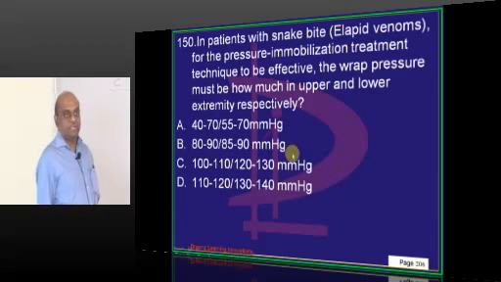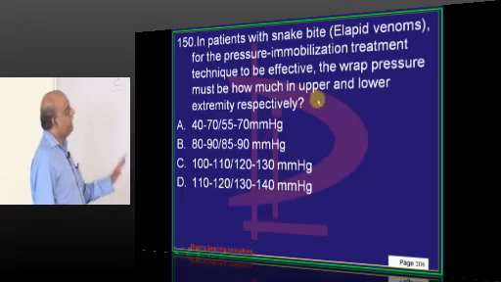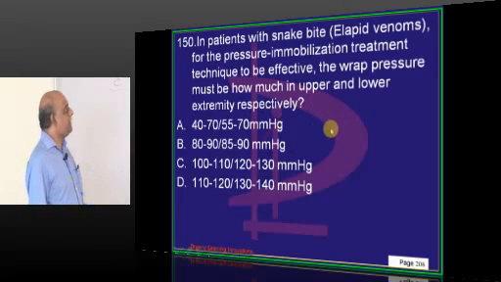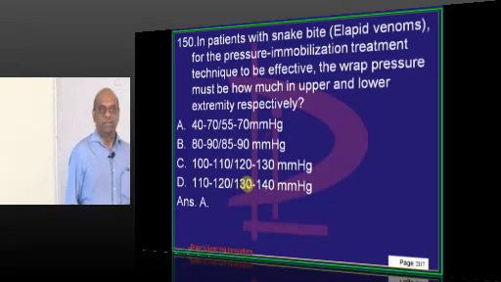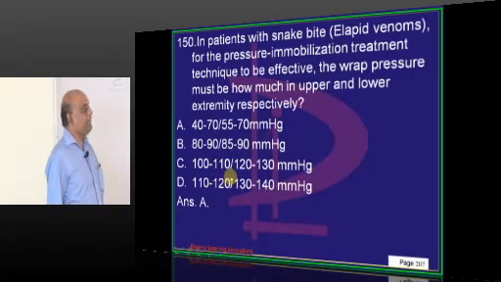So there is a snake bite, and the pressure must be how much in the upper and lower limbs? Too much of a question. 40 to 70, 55 to 70.